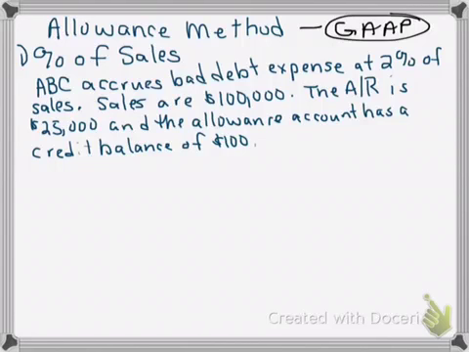But a company can choose from percentage of sales. They can choose percentage of accounts receivable. They can also look at aging of accounts receivable. So the first one that I want to look at is percentage of sales.